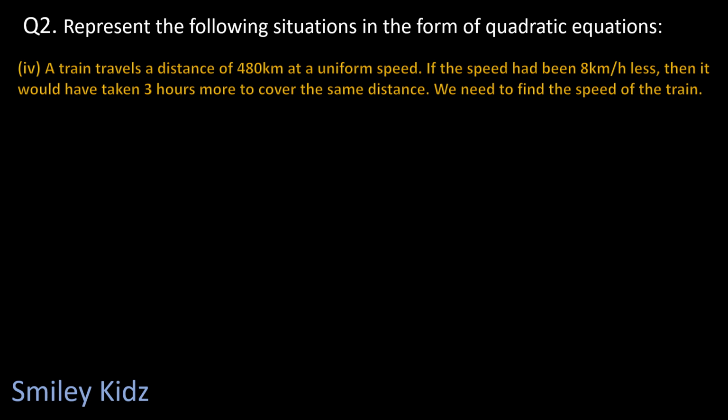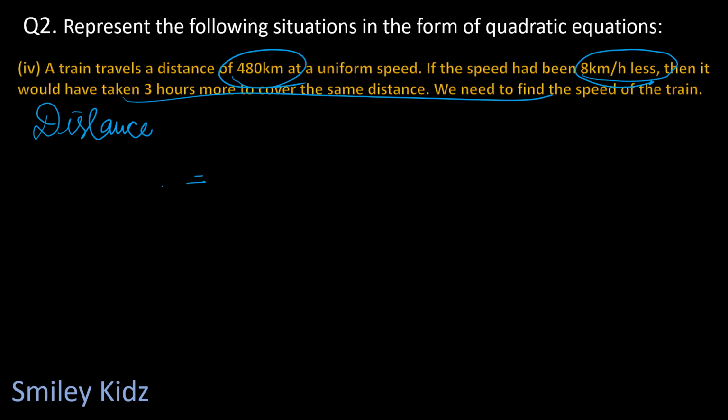A train travels a distance of 480 kilometers at a uniform speed. If the speed had been 8 kilometers per hour less, then it would have taken 3 hours more to cover the same distance. Now find the speed of the train. What is the distance? Distance is 480 kilometers.